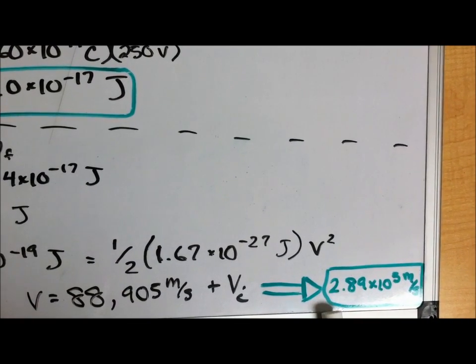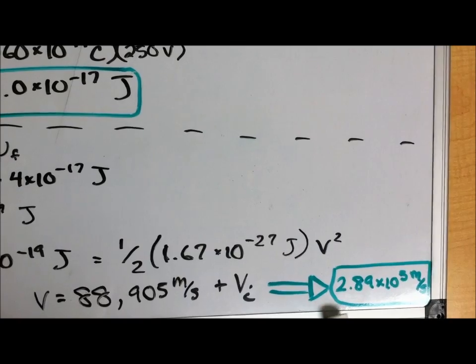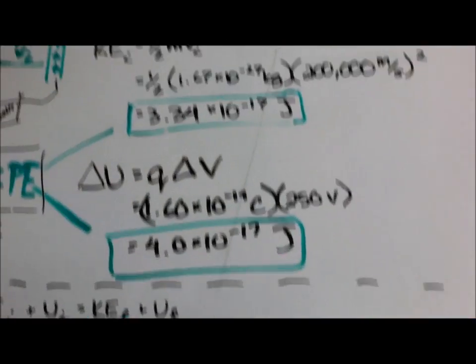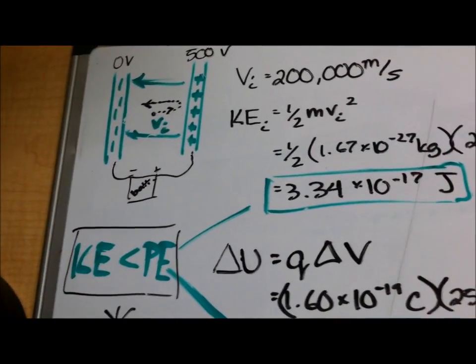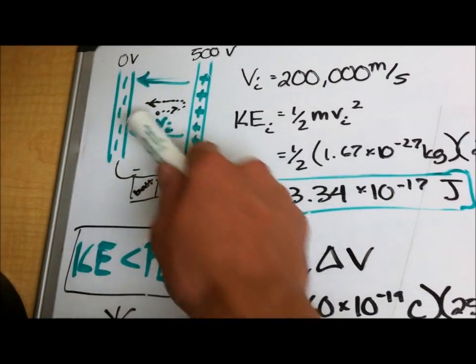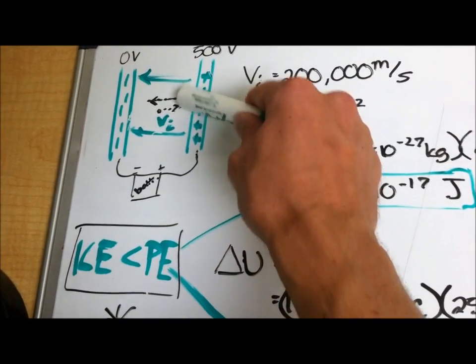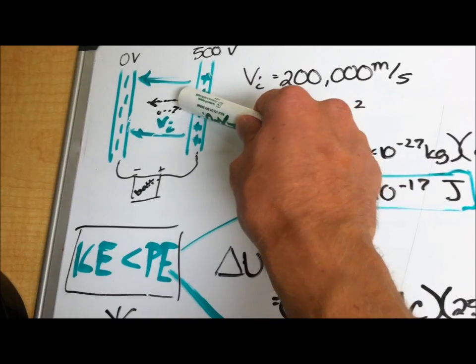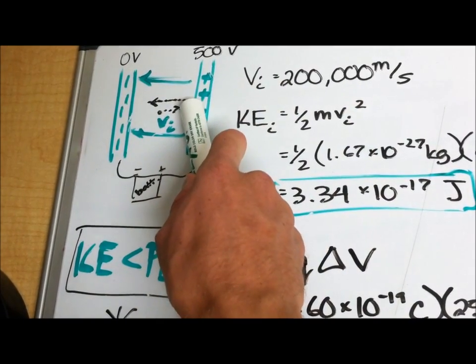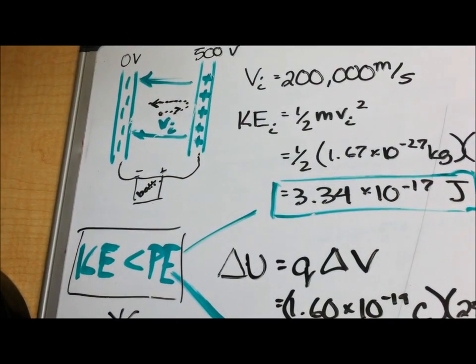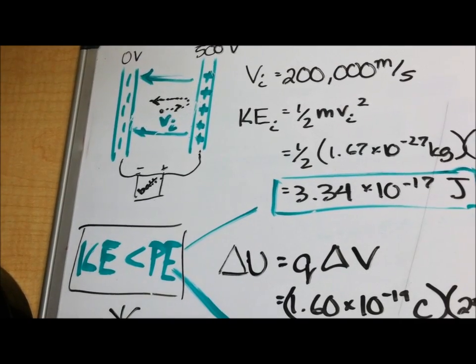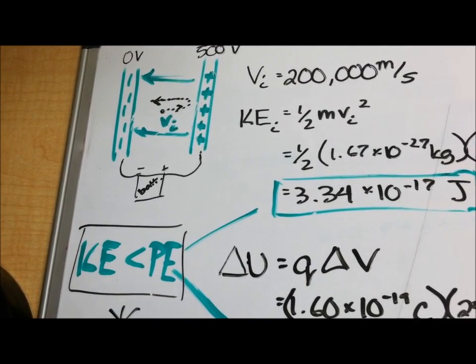So if this is the ultimate velocity, I'll go back to the picture here, so that velocity is going to be right here. We know that because the speed here is going to be 0, but we determined how much more energy it needed to get to that point, so we can add that to the initial velocity and ultimately land us with 2.89 times 10 to the 5th meters per second.